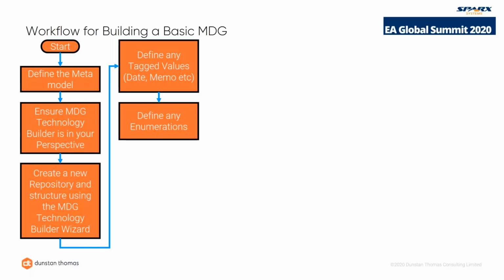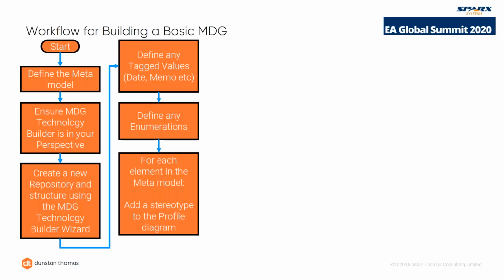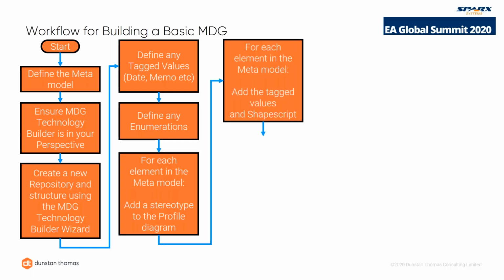Define your enumerations for your drop-down lists. Of course, those two stages may not be required. Then, for each element in your meta model, you add a stereotype to the profile diagram. Now, the stereotype doesn't have to be unique throughout the entire universe of EA, because the stereotype you choose will have a prefix of the MDG ID you choose. I'll just highlight that for the moment.